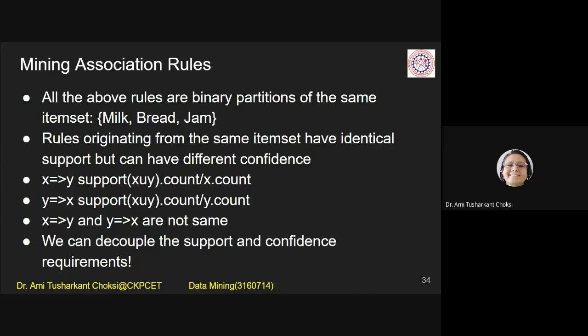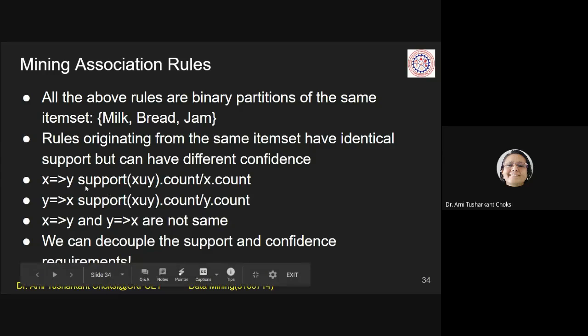the item set is milk, bread and jam, but if we say milk, bread implies jam, then jam will be there in the x.count place, right? In the x.count place, if we change this item from jam to bread, then it will be y.count. That is, jam.count was there, now it can be bread.count, right? So the item is different, so the count will be different.